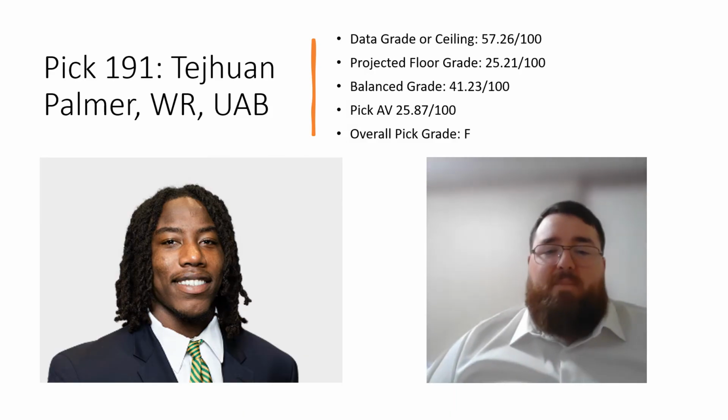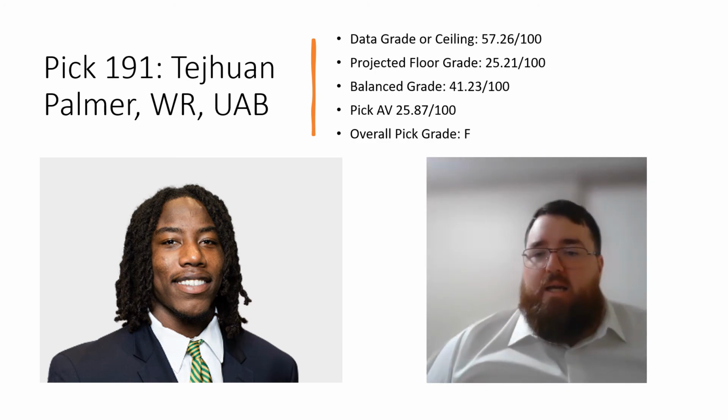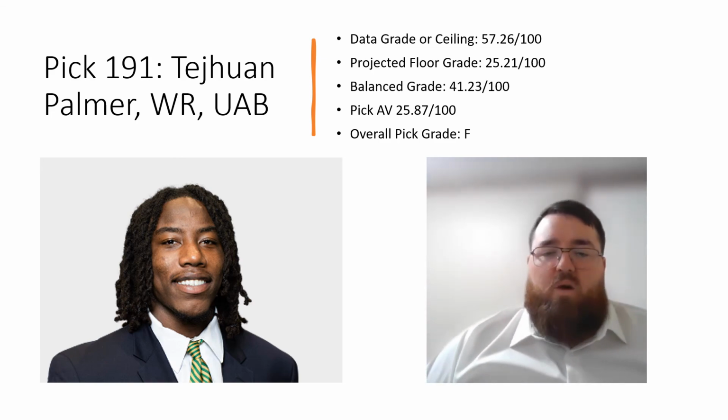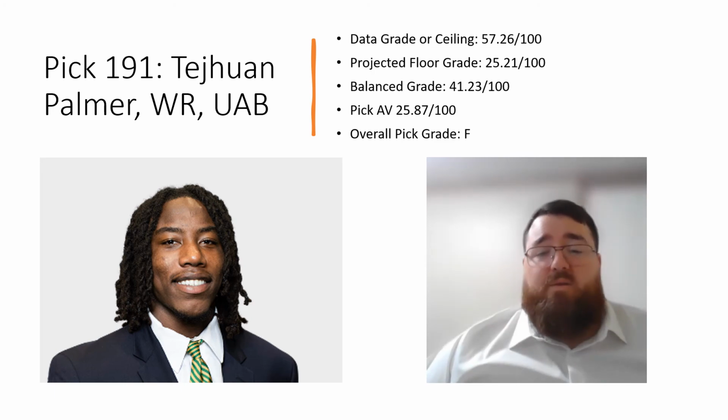Then, of course, we get to pick 191, which is Palmer, wide receiver out of UAB. He had a 57.26 data grade or ceiling. His projected floor grade is 25.21, and his balance grade is 41.23 out of 100. The pick AV is 25.87 out of 100. So most players selected at 191 ended up with a 25 percentile approximate value score in their career.